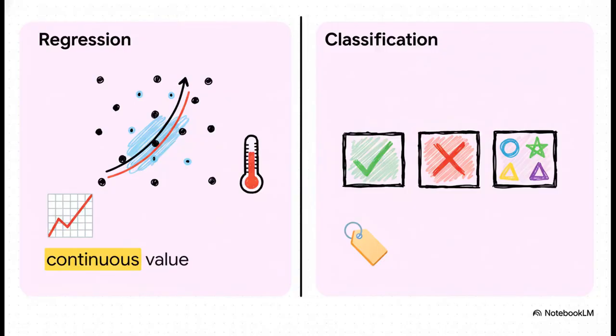Now listen up, because for your exam, this is absolutely critical. In supervised learning, it all comes down to your goal. If you're trying to predict a number that can be anything along a scale, like a price of $100,000 or a temperature of 75.5 degrees, you're doing regression. But if you're trying to predict a label, like spam or not spam, that's classification. Totally different tools for totally different jobs.